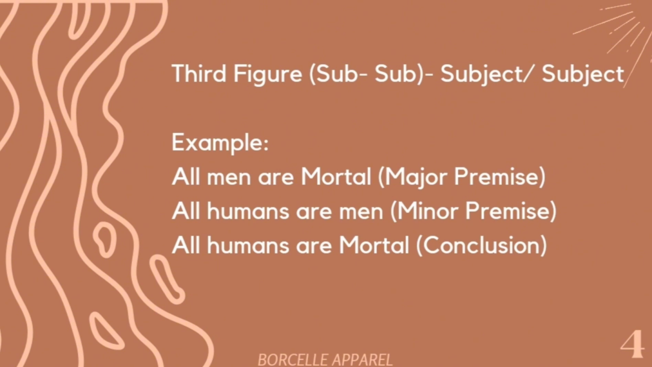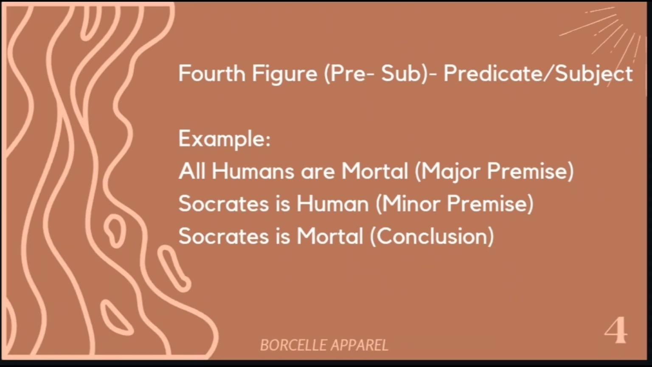Then, in the minor premise, the middle term is again the subject. For example, all humans are men. Therefore, the minor term humans is related to the major term mortal. The conclusion is all humans are mortal. In this figure, both premises make statements about the subject group and the conclusion relates the subject of one group to another. The last figure, which is the predicate and subject.